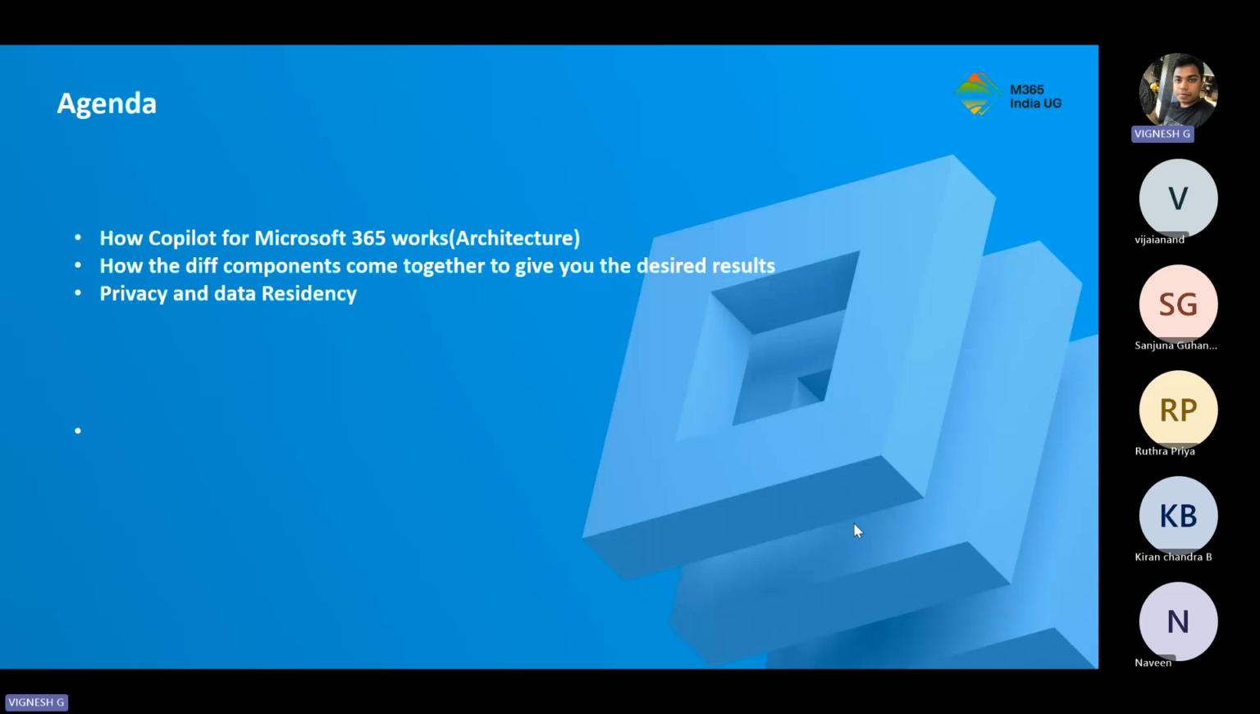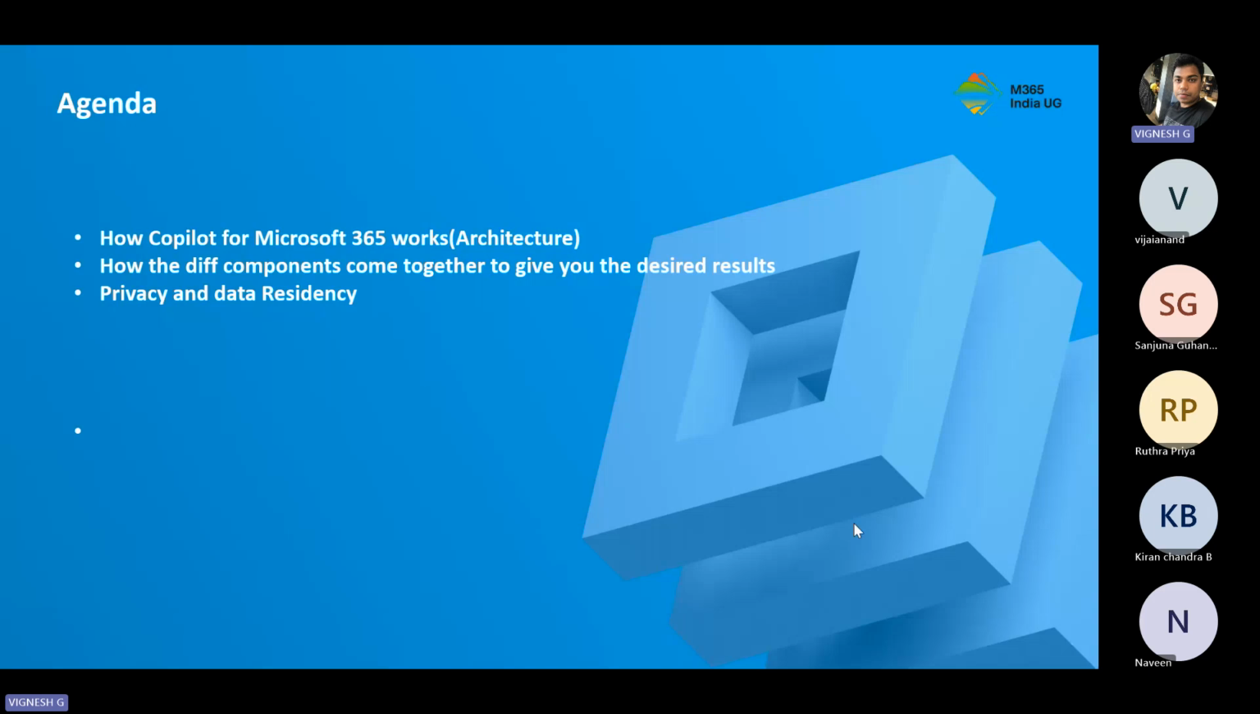All right, so today we have a very crisp agenda. We want to talk about how Copilot for Microsoft 365 works. So basically, I want to talk in detail about the architecture, how things are set up under the hood, what happens, things like that. So how the different components come together to give you the desired results.